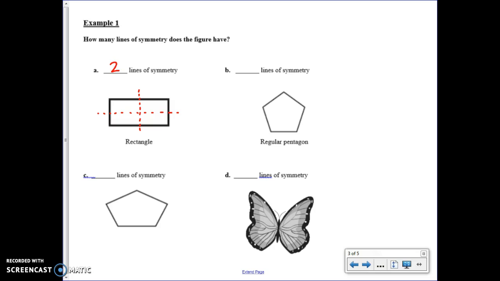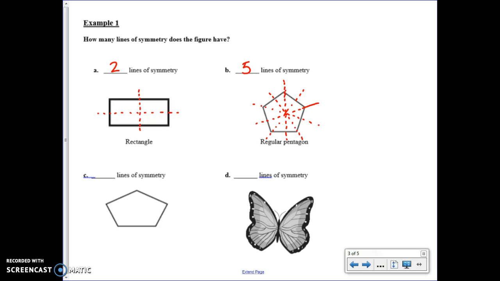A regular pentagon, that word regular is key. That tells us that all the sides are the same and all the angles are the same. So we could fold it in half here, here, here, or here, or here. So it looks like a regular pentagon has 5 lines of symmetry.